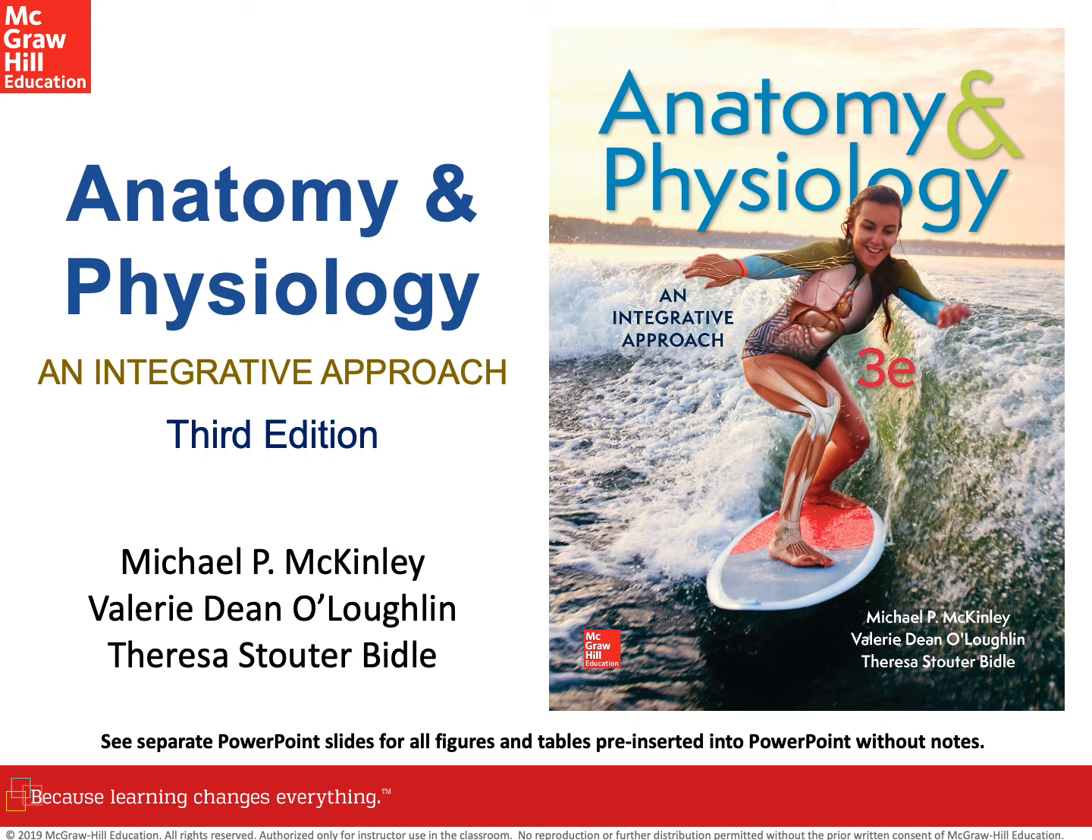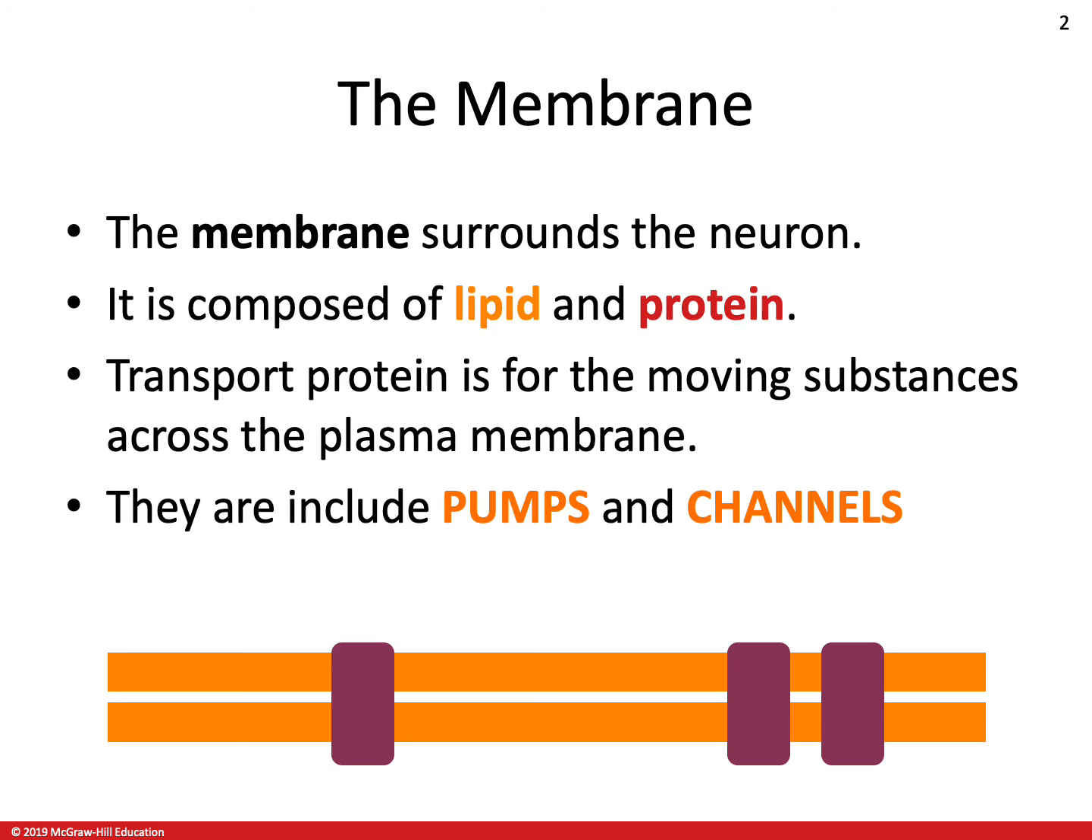Chapter 12, Part 3. In this chapter, I want to talk about the plasma membrane of the neuron. Neurons contain transport proteins for moving substances across the plasma membrane. These include both pumps and various types of channels. Transport proteins were discussed in Chapter 4, and I want to review them for you.